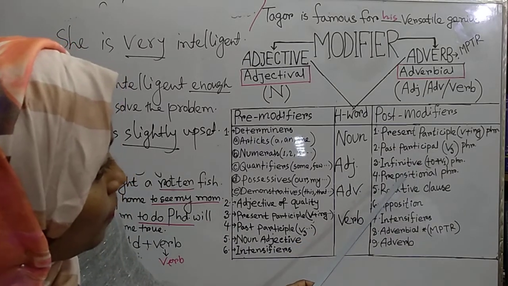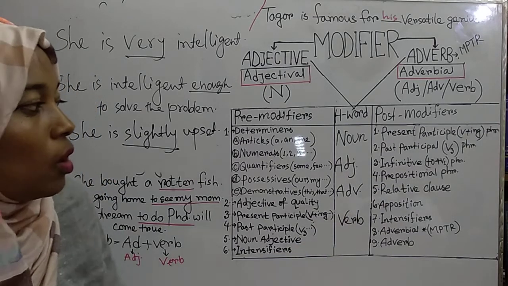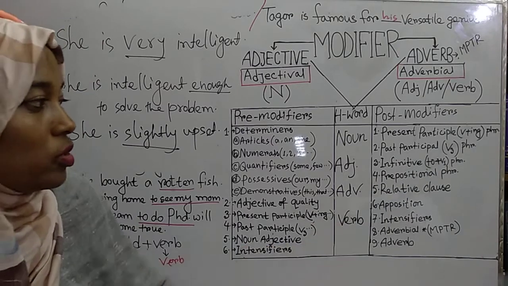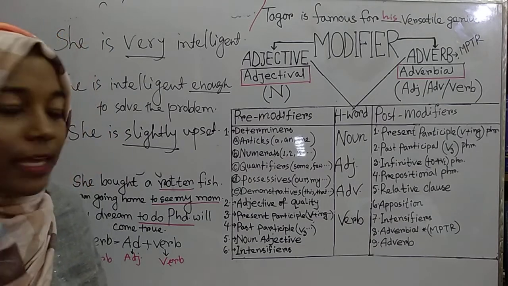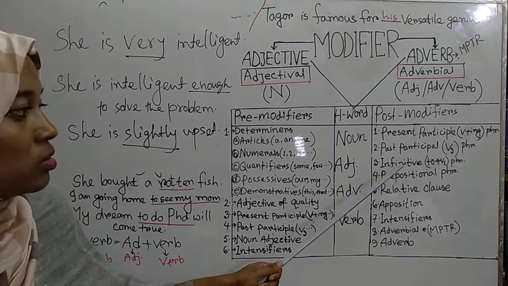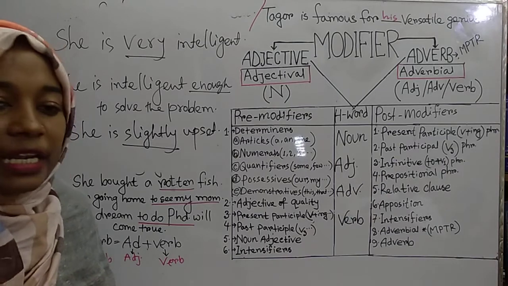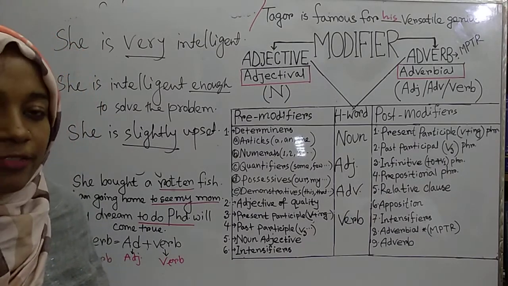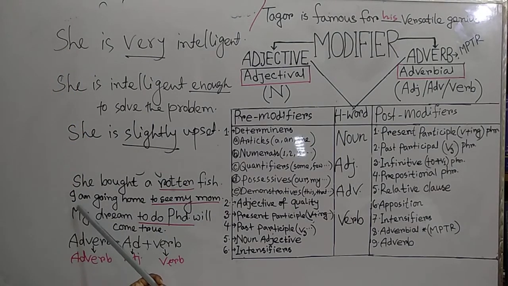Here you can say infinitive phrase. Actually, to plus V1 is an infinitive phrase. When an infinitive phrase is used as an adjective, it is called an adjective modifier. And when an infinitive does the function of an adverb, then it is called an adverb modifier. Here you can see, I am going to see my mom. And another example, my dream to do PhD will come true.